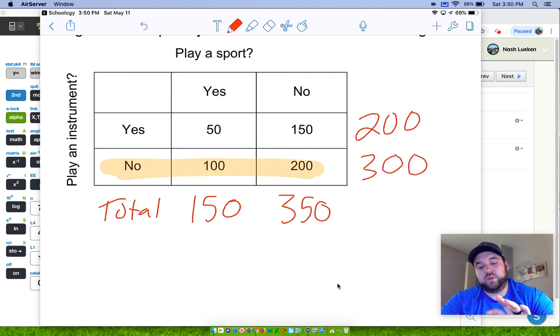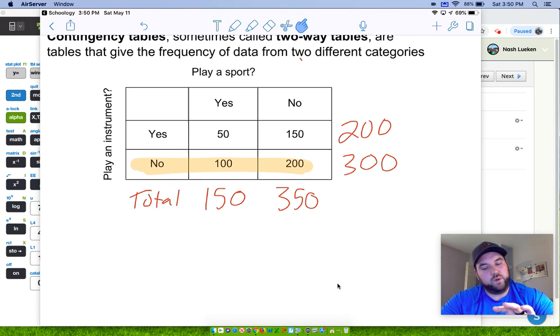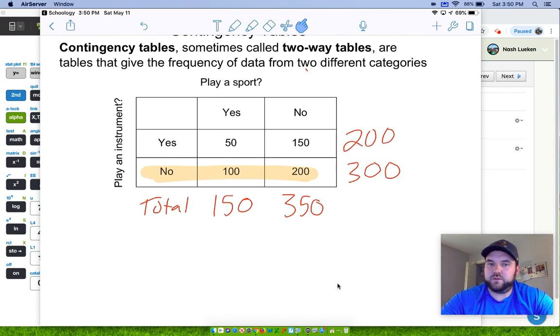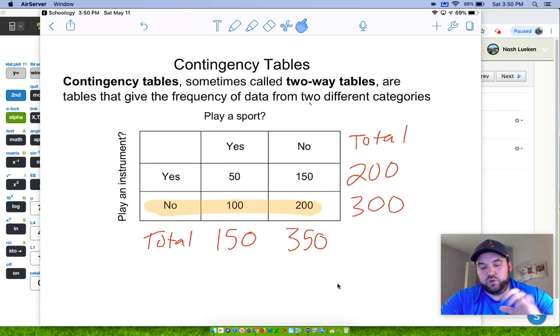Okay. Most of the time, these contingency tables or two-way tables do not come with the totals on the outside, but a lot of times it's going to be helpful for you to answer probability questions if you have the two-way table with the totals added on to the end there.